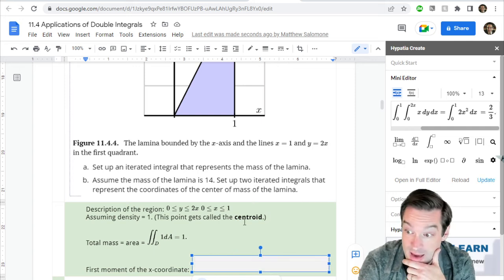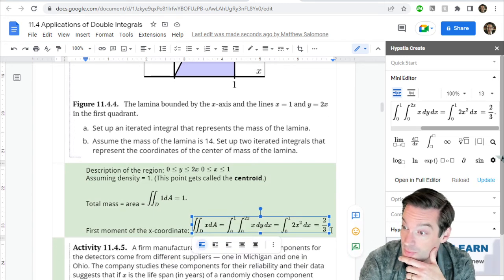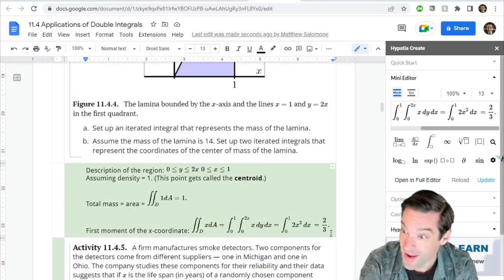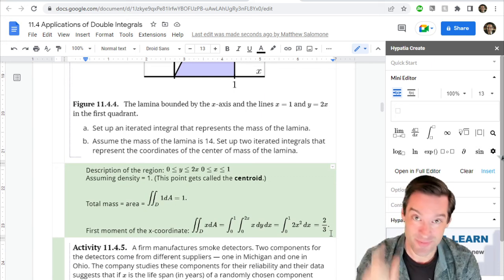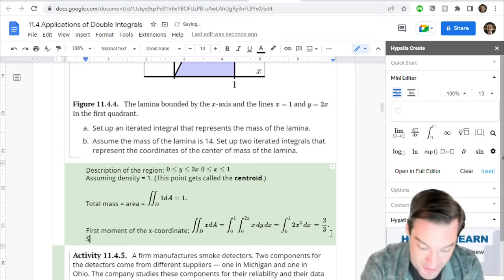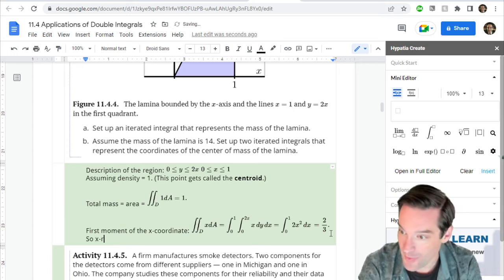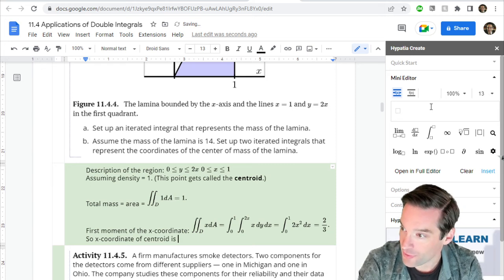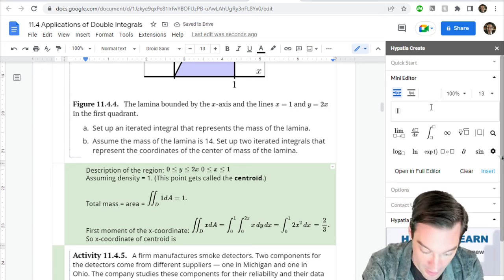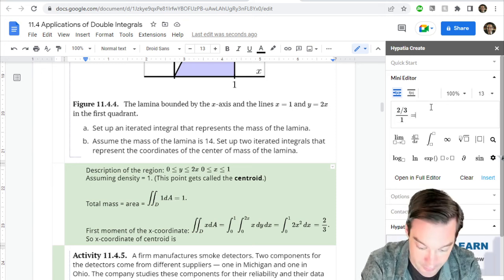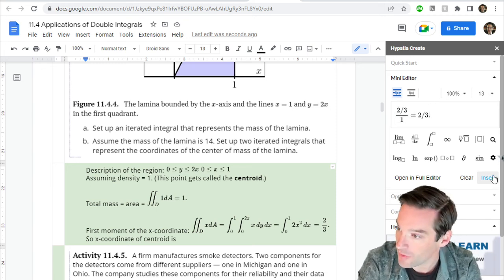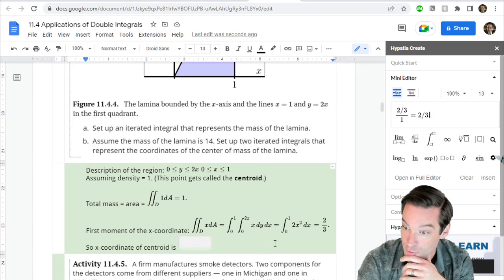And so actually, the x-coordinate of the center of mass is going to be 2/3 divided by the total mass. That's 2/3 divided by 1. Hey, it is actually exactly 2/3. So, great guess. So the x-coordinate of the center of mass, the centroid, is just going to be 2/3 divided by 1. Great. So that's the x-coordinate of the centroid.